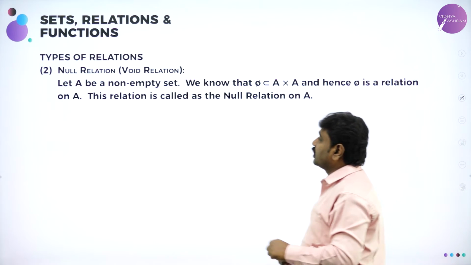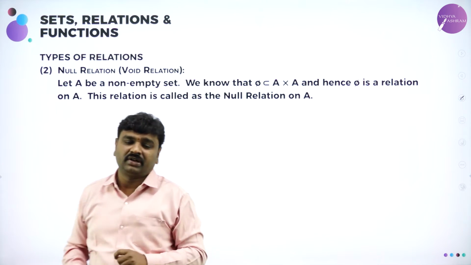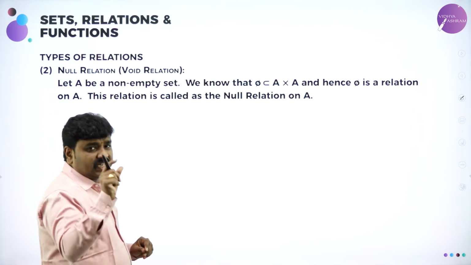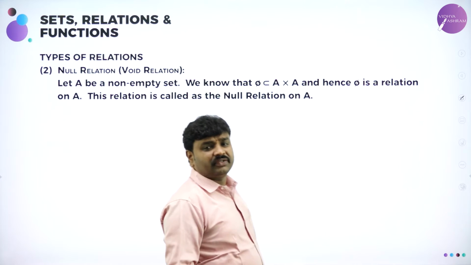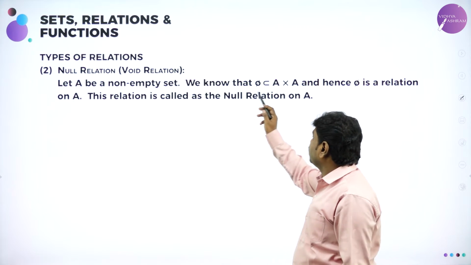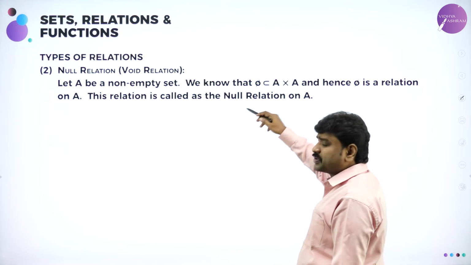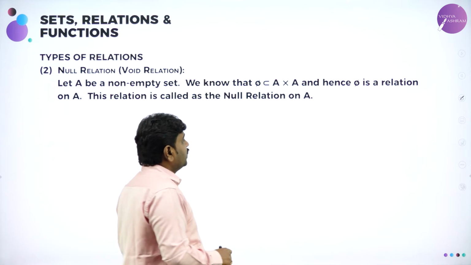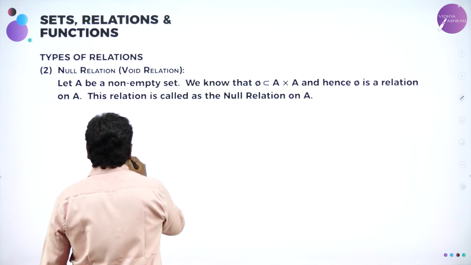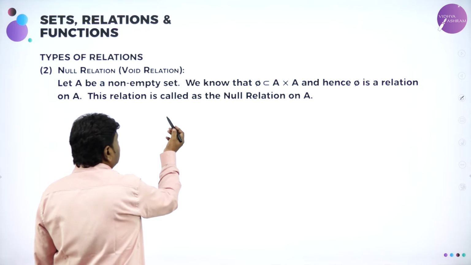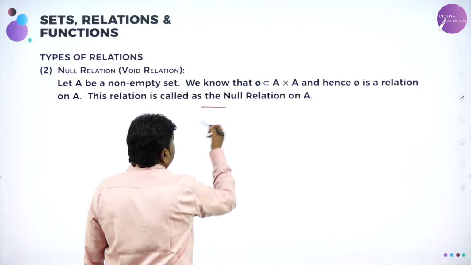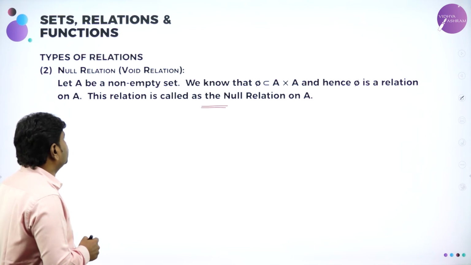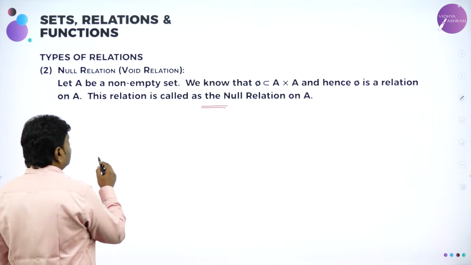Then null relation or void relation. Let A be a non-empty set. A contains elements. Non-empty set means what? A set with some elements. We know that the null set is a subset of any set. All of you know null set is a subset of what? Any set. And hence the null set is a relation on A. So the null set is called as what? Null relation, void relation. So interestingly, you can define so many void relations.